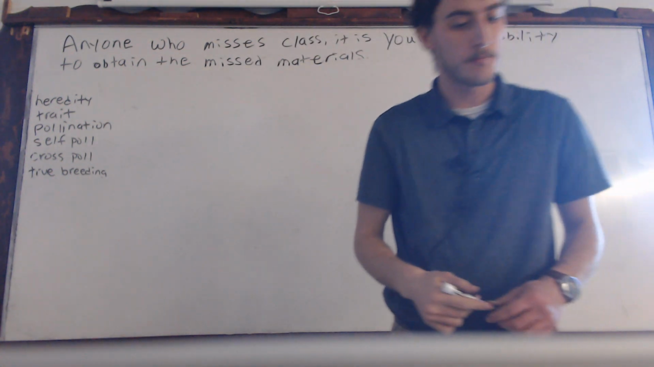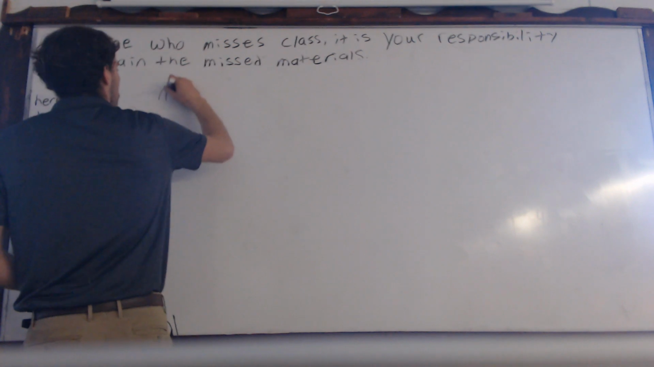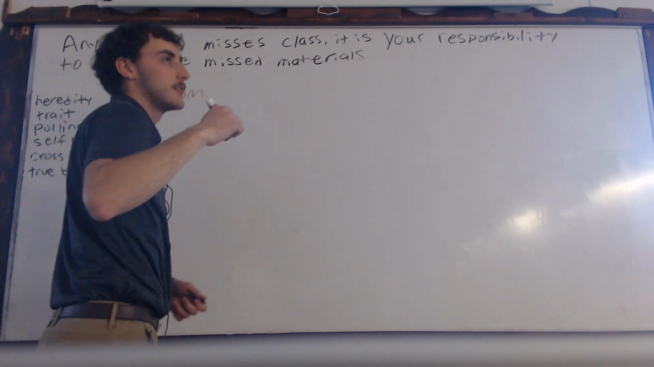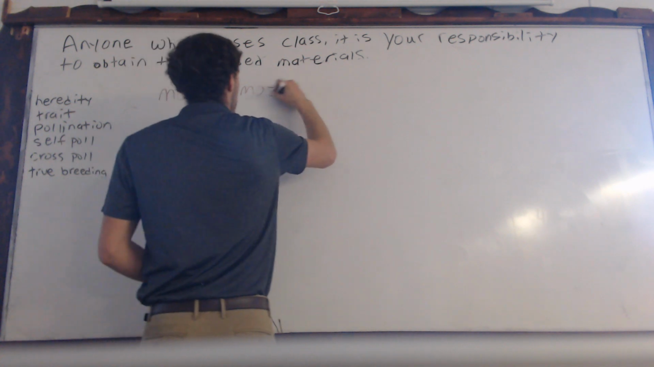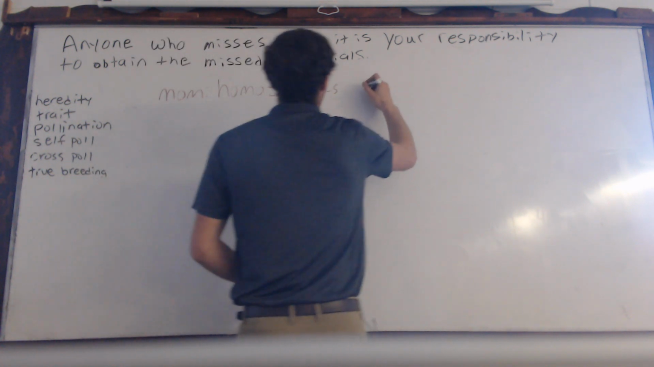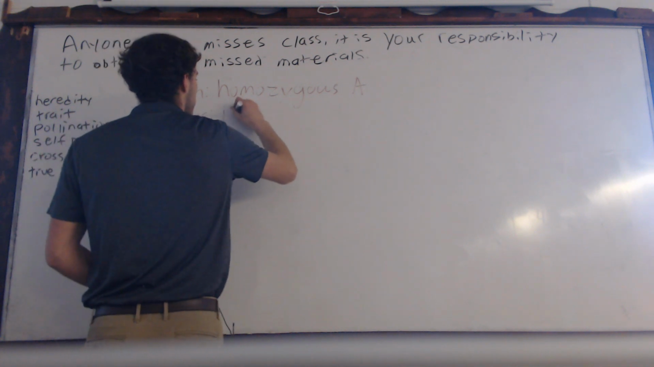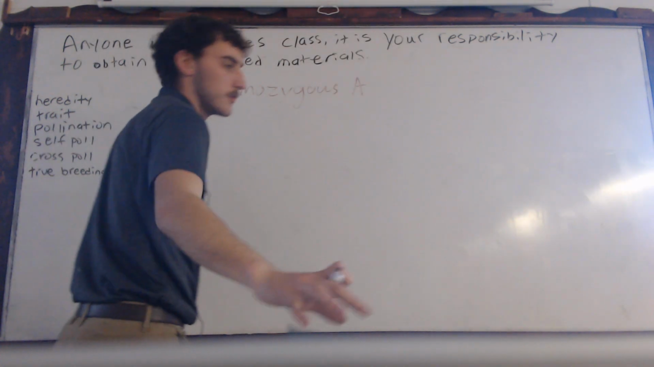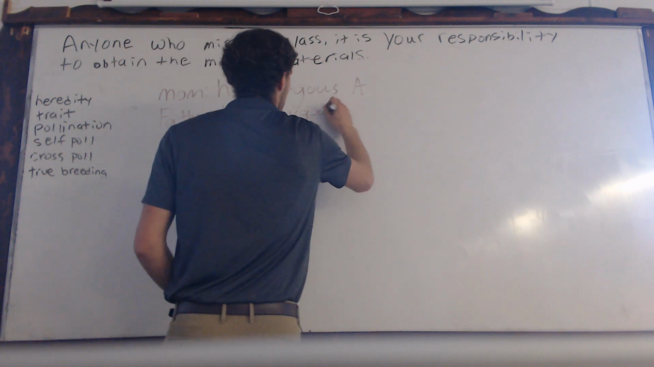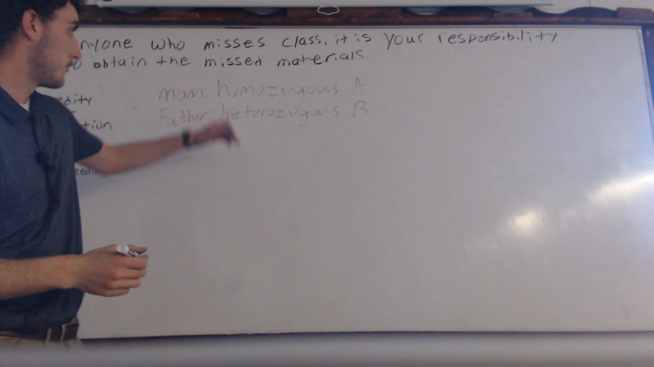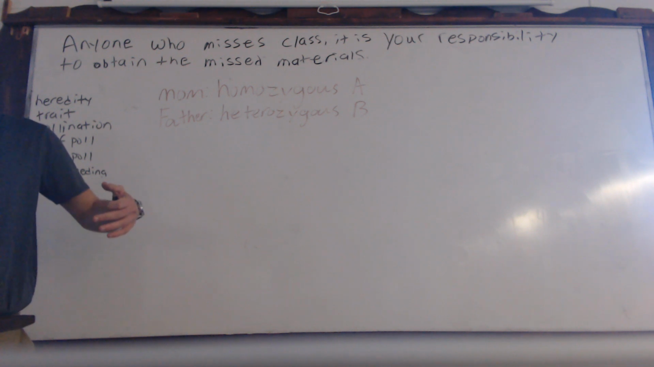Okay, so it's actually going to be a story problem for a maternity test. The mother is homozygous A, and the father is heterozygous B. Okay, so mom is homozygous A, dad is heterozygous B. What is their genotype? So A blood.